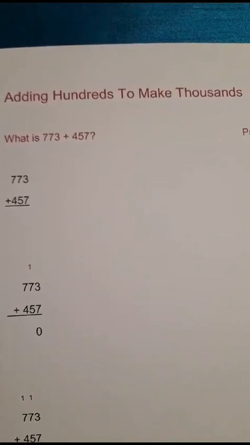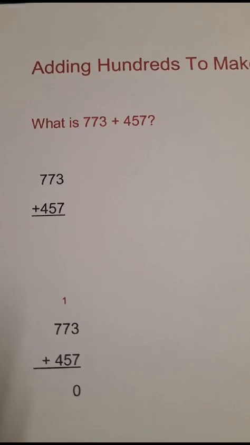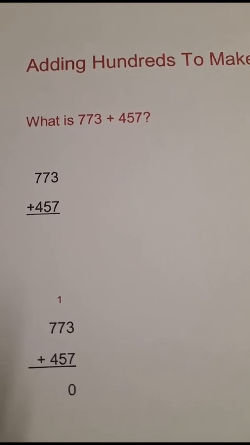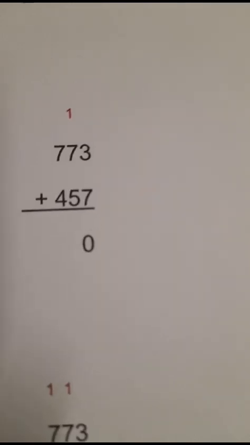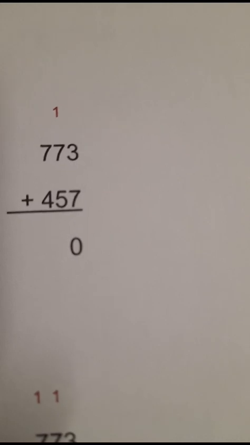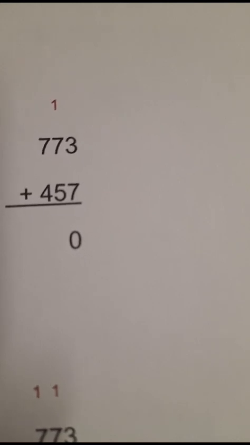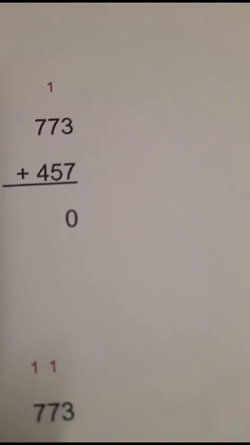Adding hundreds to make thousands. What is 773 plus 457? We start at the bottom in the ones column. We say 7 plus 3 equals 10. We put the 0 at the bottom in the ones column and bring the 1 over to the tens column.